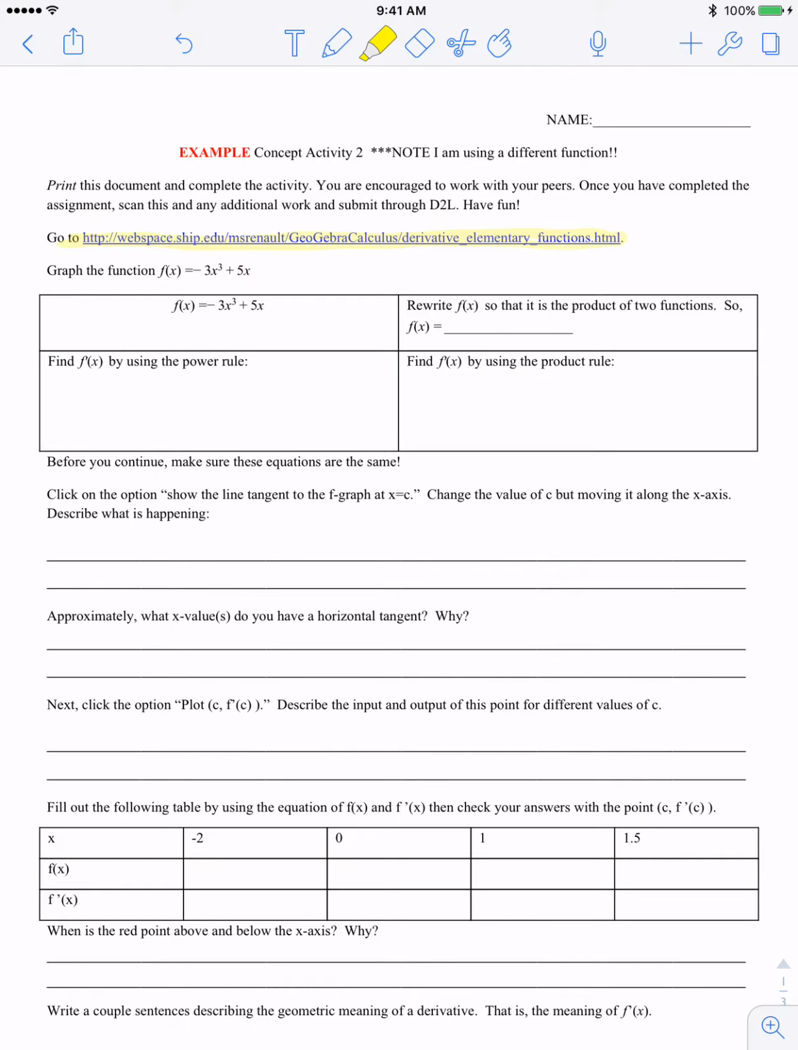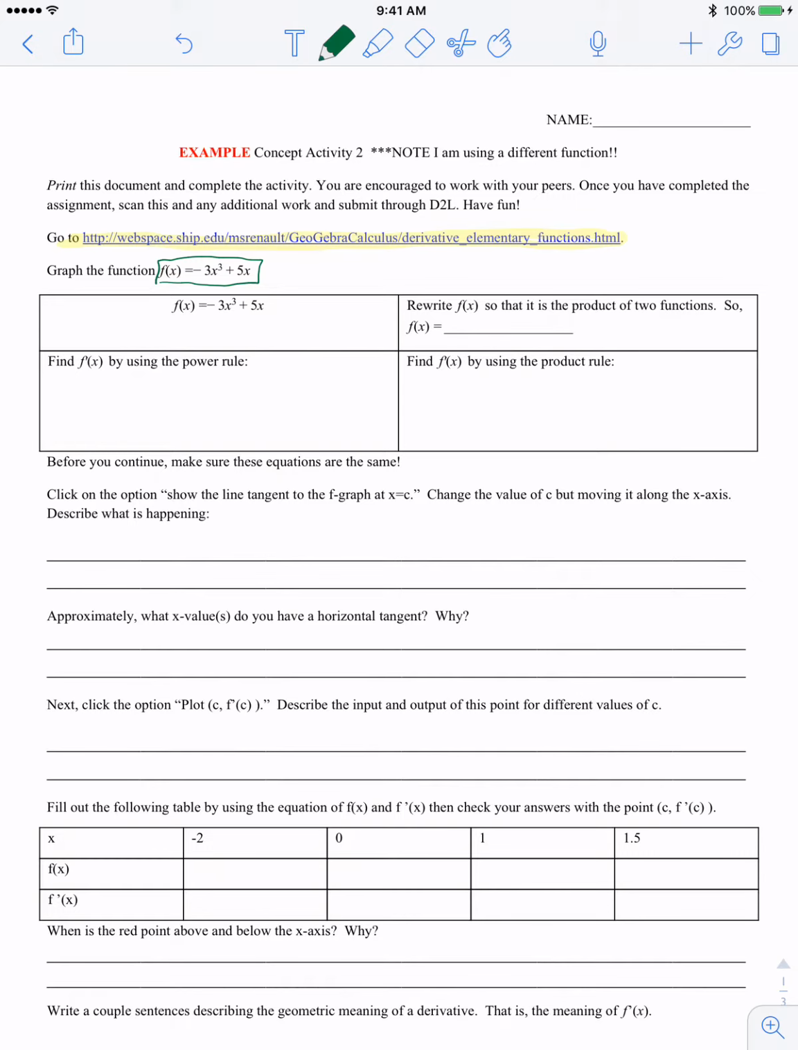This will be a two-part activity. So the second part of this concept will be given in the following week. So let's begin. The first thing that you're asked to do is graph the function. And I've come up with a function that's similar to the one that's given on your activity, but it's a little bit different. So my function is f of x is equal to negative 3x cubed plus 5x.